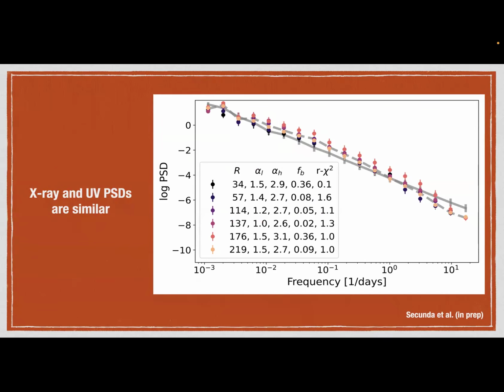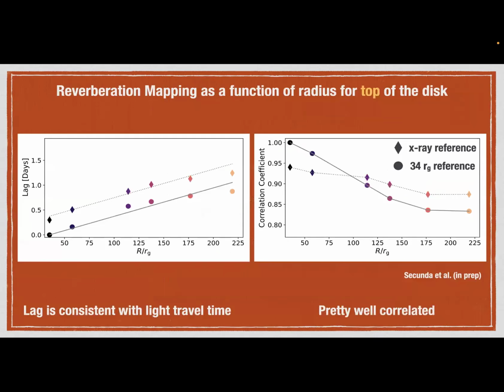And again, you can see that they're pretty consistent and that X-ray light curve is really setting the variability in the UV light curves that are emitted. And then again, we can now do reverberation mapping as a function of radius. And so we do that from the top of the disk here.